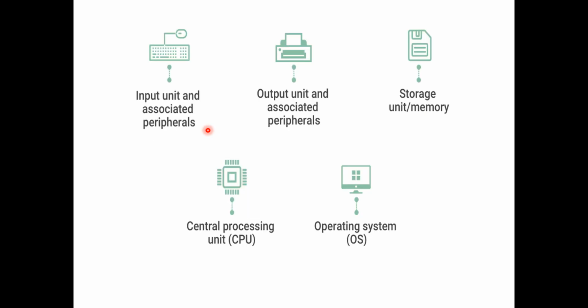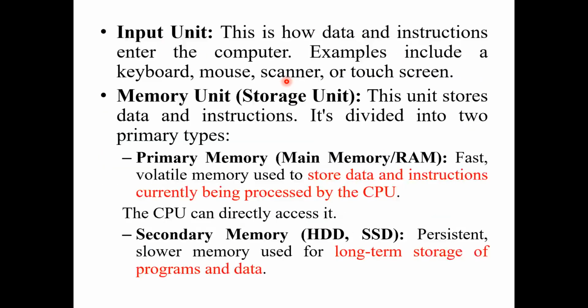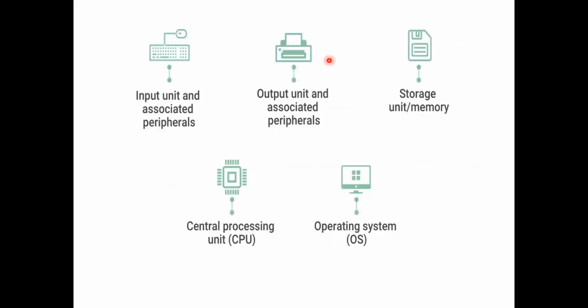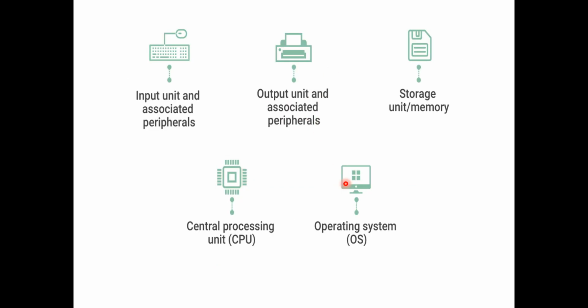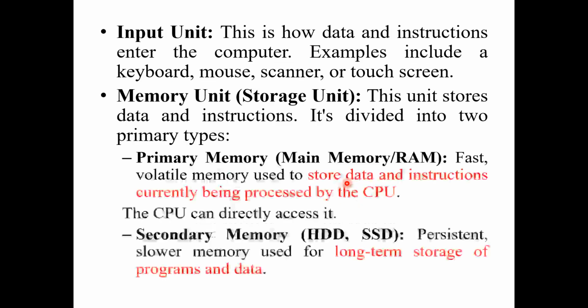For input we use a keyboard or mouse. The output is a peripheral device, for example a printer or screen, and then storage memory and the central processing unit, CPU. So the CPU is a combination of the control unit and the logic unit. And then the operating system, OS.